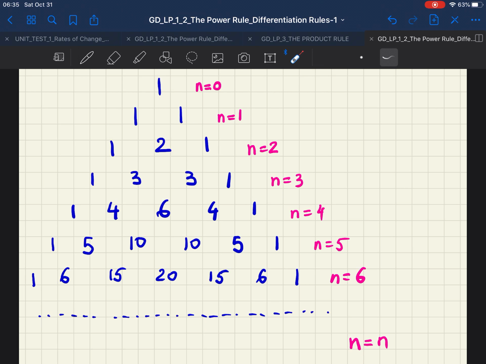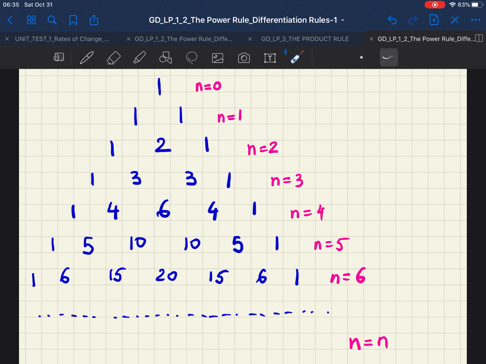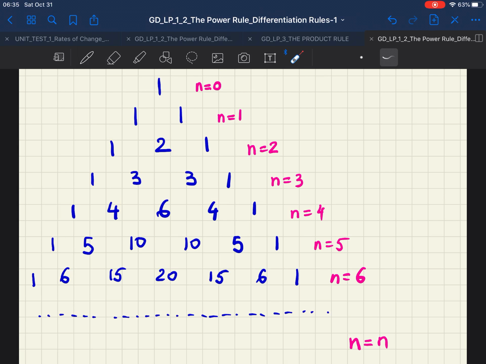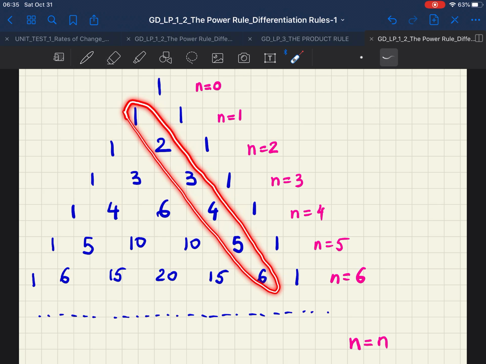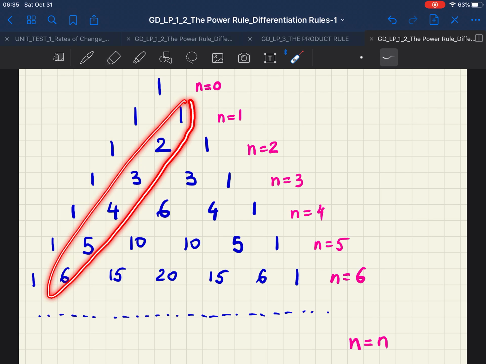Now, when we look at the second number in each row, so here's the second number in row 1, second number in row 2, second in row 3, second in row 4, second in 5, second in 6, you will see that the second term will match the row number. So we have the row number as a second term, and we will also have the row number as the second last term as well, because they are the same.